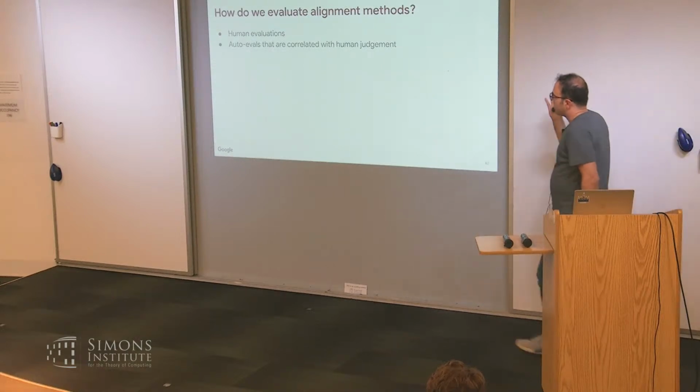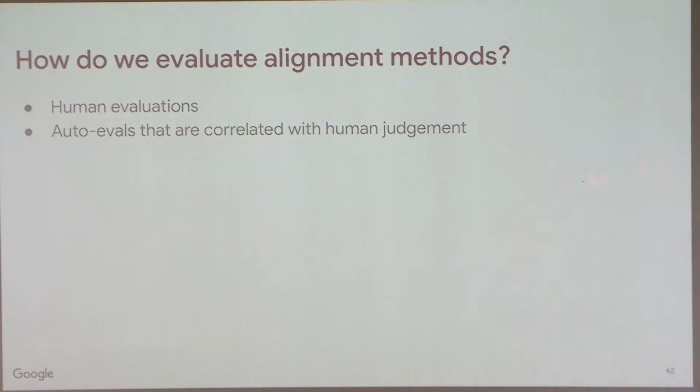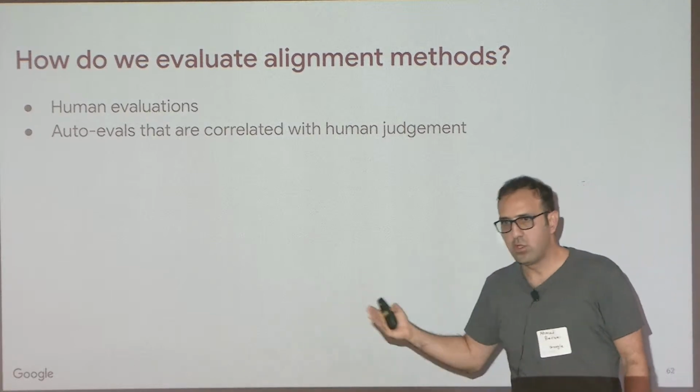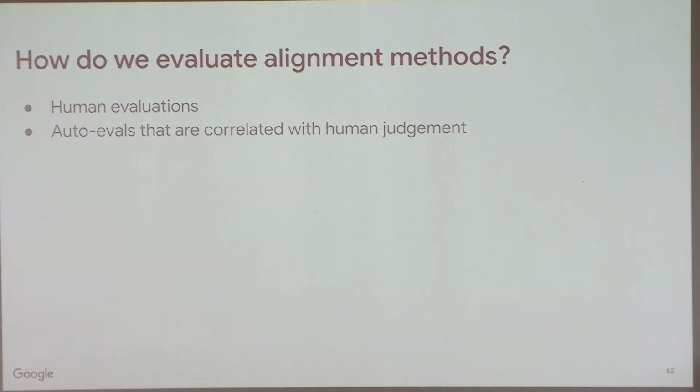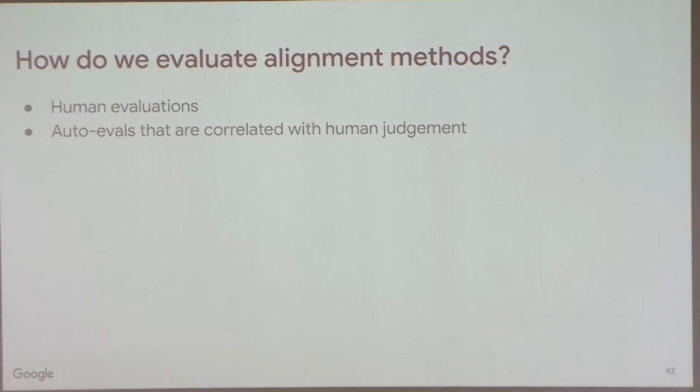Now, how do we evaluate alignment methods? I think the gold standard is human evaluation. The silver standard is if you have some automated evals that are correlated with human judgment that you can actually use to evaluate your models. Generally, these things take time. Human evaluation may take weeks. Auto evals may take days. So is there something that we can do for engineers to actually understand whether or not we're making progress?